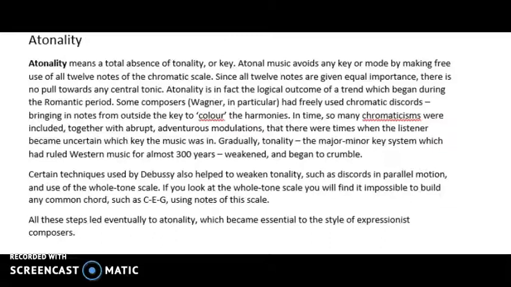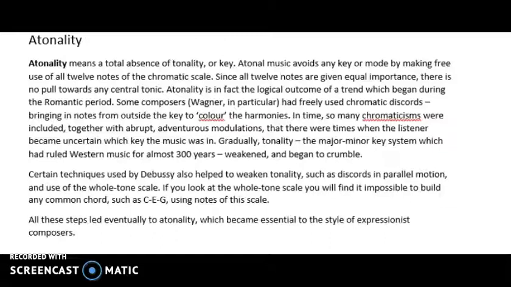Now, atonality means that I have no tonality. There's no key. Atonal music avoids any key or mode by making free use of all 12 notes of the chromatic scale. So if I say chromatic scale: C, C sharp, D, D sharp, E, F, F sharp, G, G sharp, A, A sharp, B, and C. Since all 12 notes are given equal importance, there is no pull toward any central tonic.